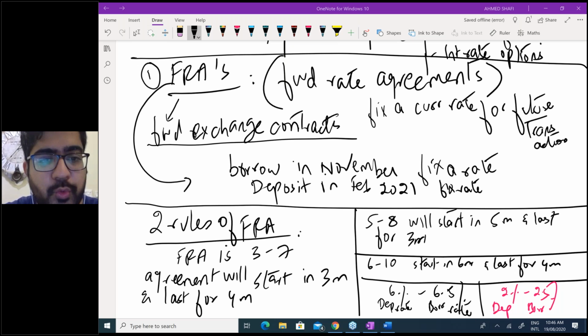Okay. And the first rule: when we say that FRA is 3-7, the first number, 3, is when it will start. The agreement will start in 3 months. And the gap shows for how long it will last. It will last for 4 months. Similarly, if the agreement is 5-8, the first number, 5, means it will start in 5 months and last for the gap. What is the gap? 3 months. Similarly, if the agreement is 6-10, it starts in 6 months and lasts for the gap, 4 months. Okay.